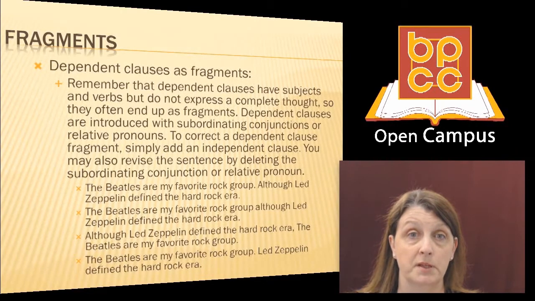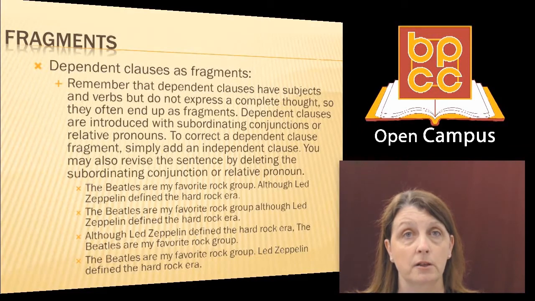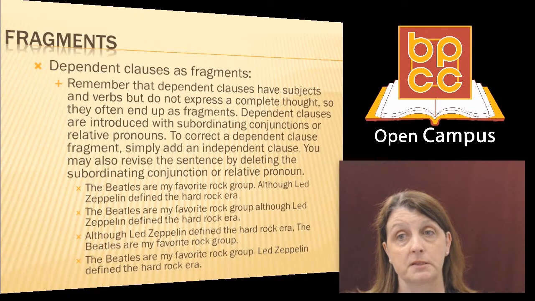Dependent clauses as fragments. Remember that dependent clauses have subjects and verbs but do not express a complete thought, so they will often end up as fragments. Dependent clauses are introduced with subordinating conjunctions or relative pronouns.